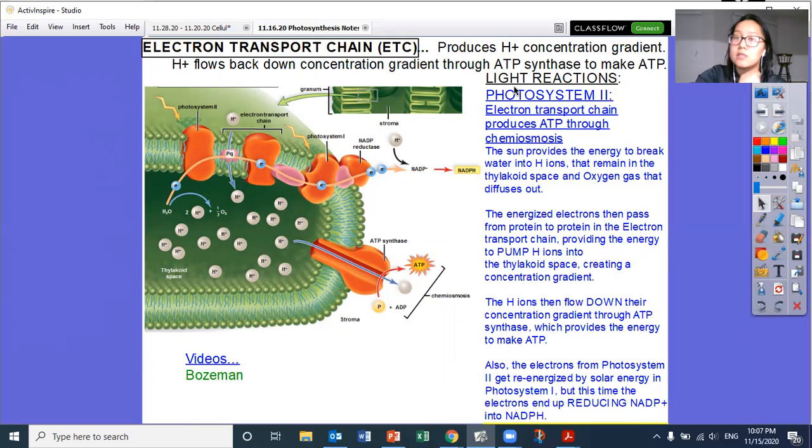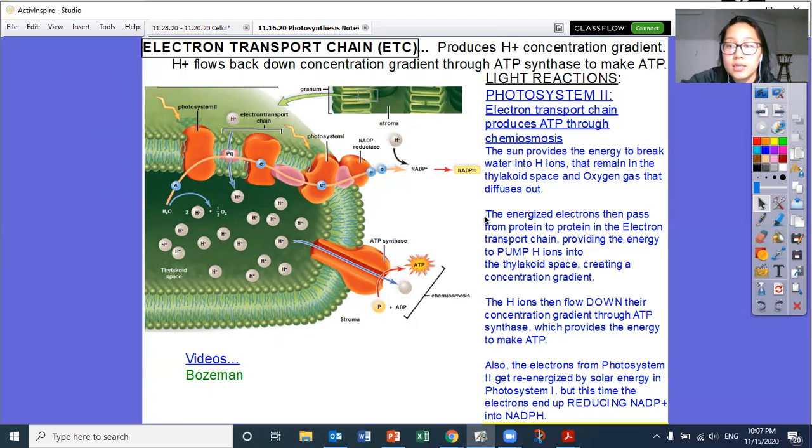But the first half of photosynthesis is when the sun provides the energy to break water into hydrogen ions that remain in the thylakoid space, and oxygen gas then diffuses out. So oxygen gas is produced during this first part of photosynthesis. We haven't produced anything else yet. We haven't produced the glucose that we're looking for, just the oxygen gas because it's coming from the water.